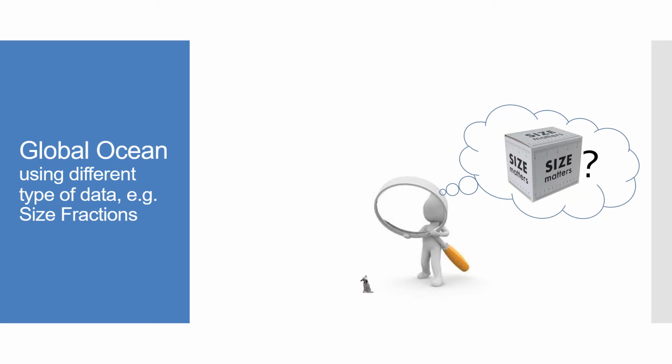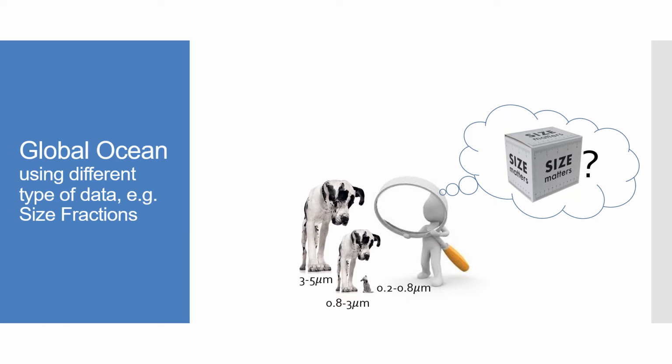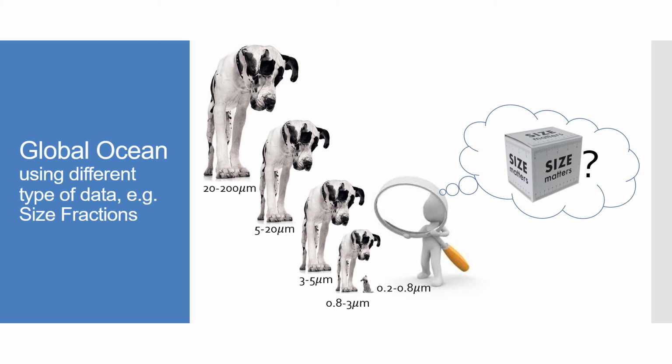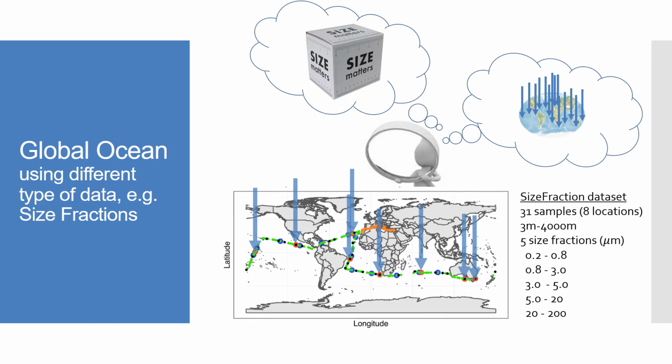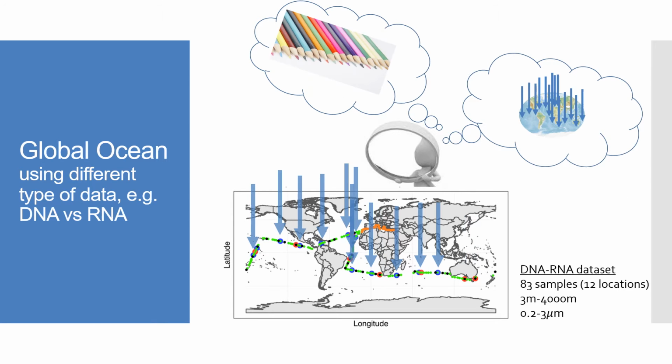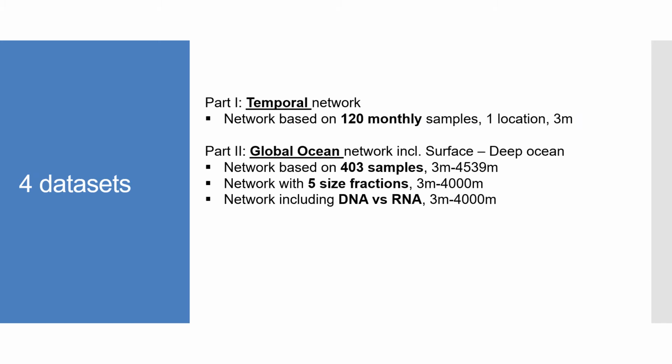But what about the size fraction used to filter the microbes? Does their size matter? Is there a difference between two size fractions? Maybe there's a difference if we look at bigger size fractions. And bigger ones. Dataset number 3 contained 5 size fractions, and the last dataset contained 2 types of data, microbial counts based on DNA and RNA data. These are my 4 datasets, each with a unique characteristic. 1 time series and 3 spatial datasets.